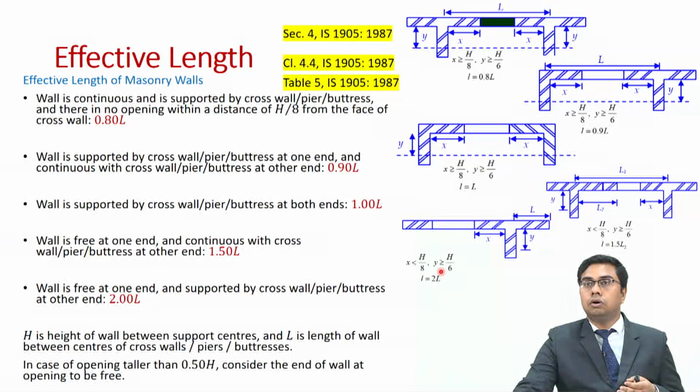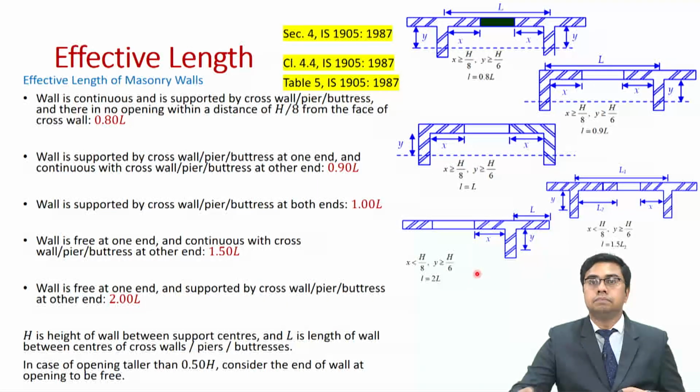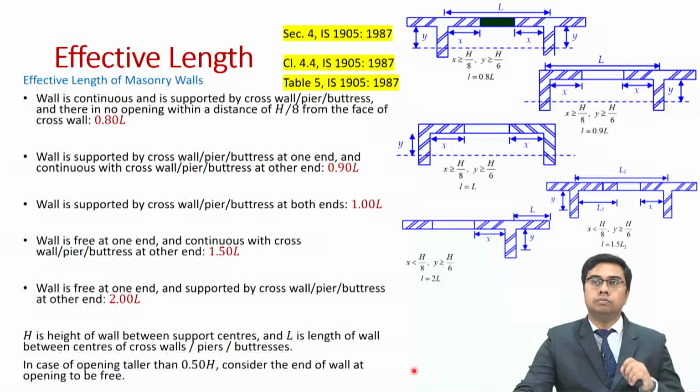However, not all of these are mentioned in the code IS 1905. However, it has been followed in practice usually. And if you have openings which are taller than half of the height of the wall, then in that case that end of the wall at the opening shall be assumed to be free.